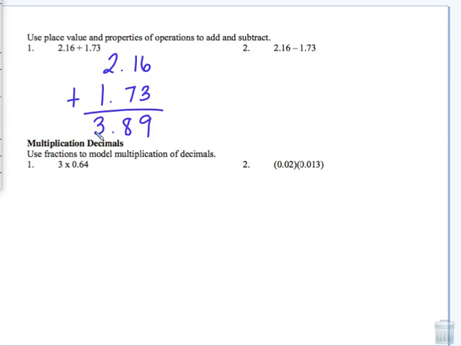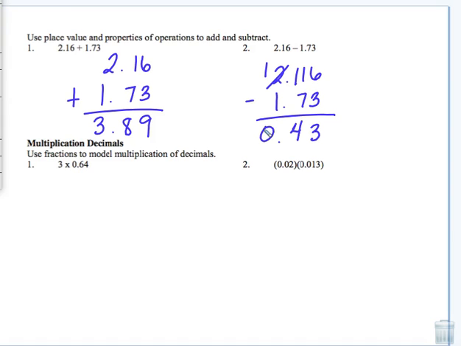On the subtracting, we have 2 and 16 hundredths minus 1 and 73 hundredths. 6 minus 3 is 3. Once again, we cannot take 7 from 1, so we have to borrow. That's going to make this 1 and this 11. 11 minus 7 would give me 4. 1 minus 1 would be 0. So you see you get the exact same thing as you got above using the standard algorithm.